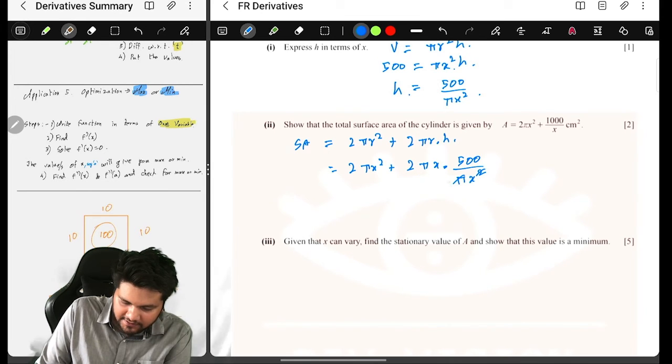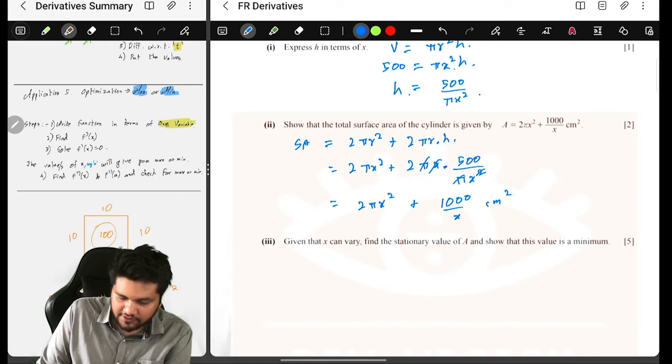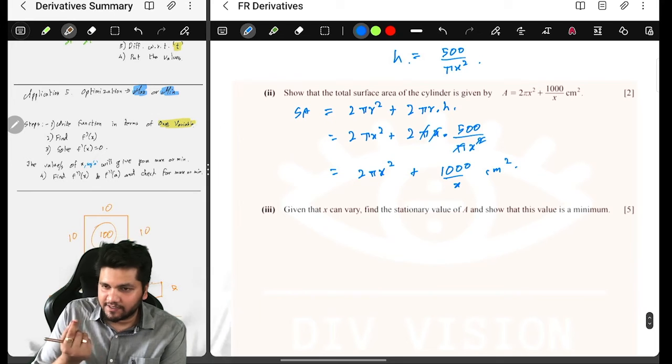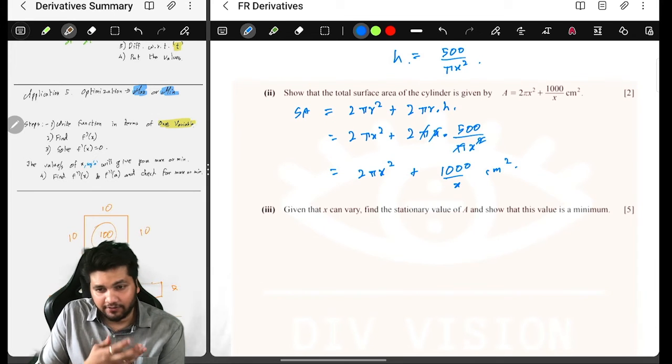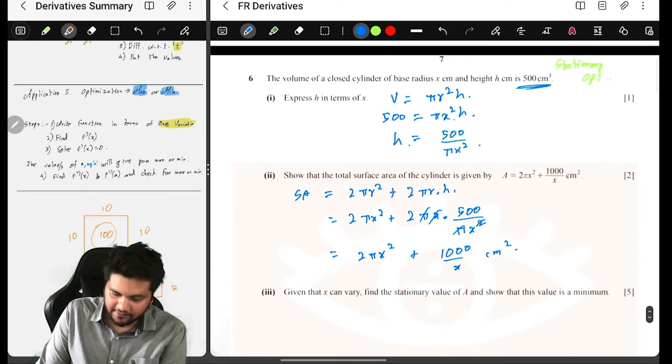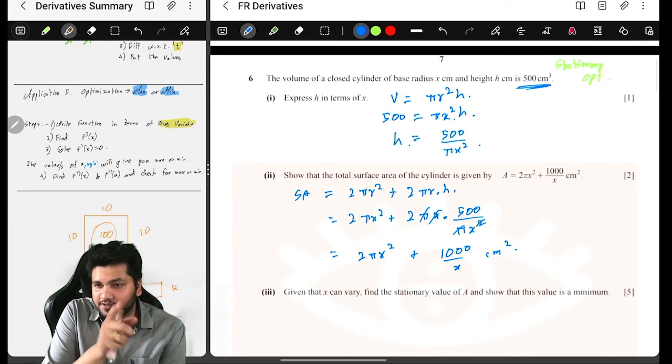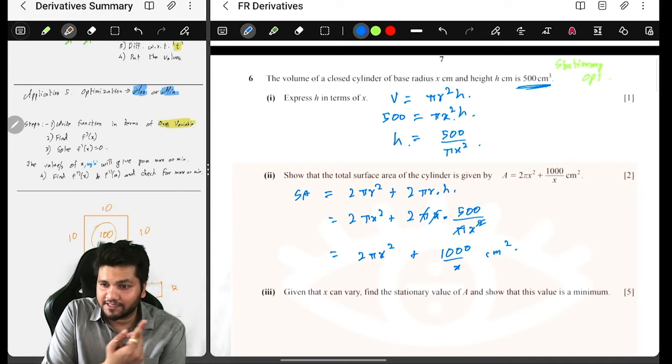Of course, you can cancel this, and you will get 2 pi x square plus 1000 by x centimeter square. That is your surface area. Now given that x can vary, we can change the radius basically. So height will automatically vary because there is a relation between height and radius, and this will change according to the one constant, which is volume. So volume is constant, but surface area can change.